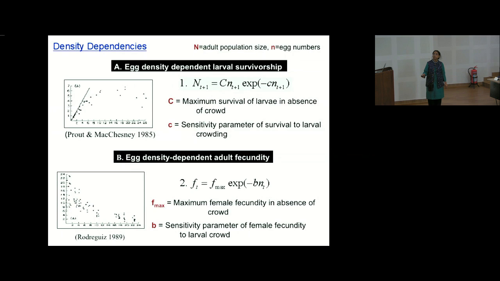So this is the functional form. There is a maximum fecundity, which is species specific, which you can have when there's no crowd, and then there's a sensitivity of fecundity to larval crowd, okay? That is the one which is reducing it from the maximum, therefore there's an exponential function, okay? So this is another piece of data that we looked at.